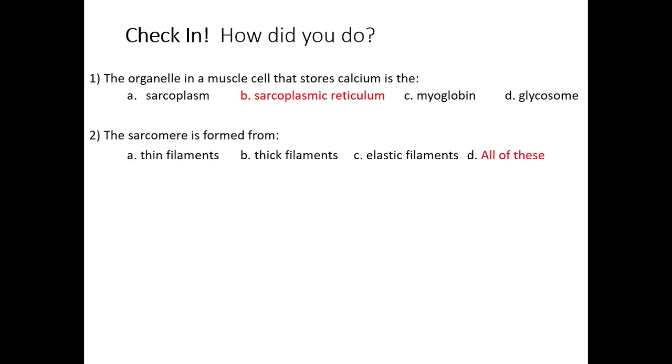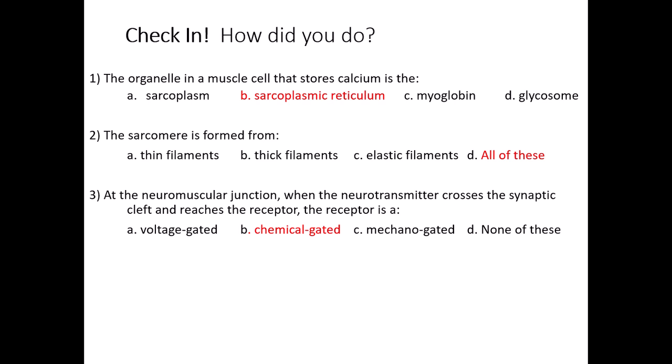Second question, the sarcomere is formed from A, thin filaments, B, thick filaments, C, elastic filaments. The answer was D, all of these. And the arrangement of those filaments created that sarcomere with the Z discs and the I band and the H zone.